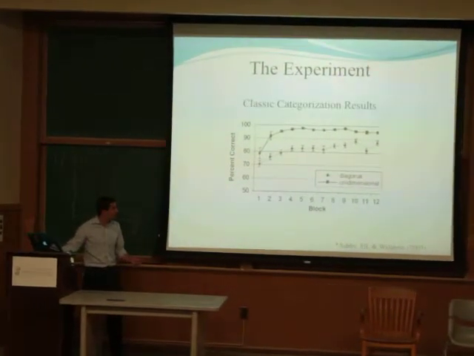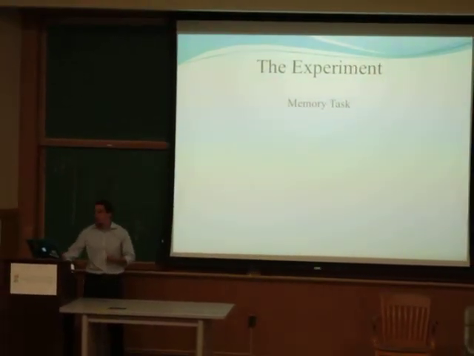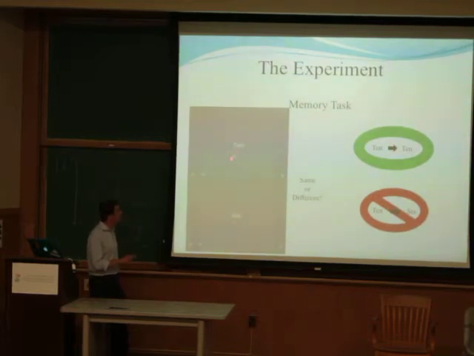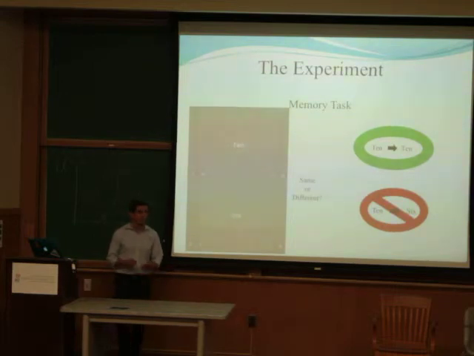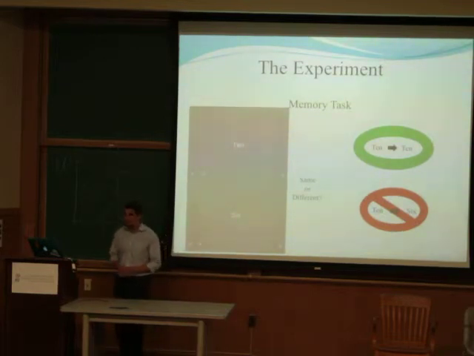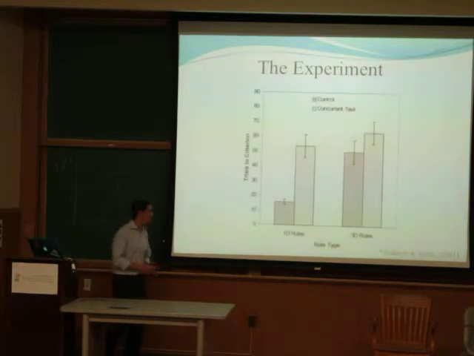Now that's the first part of the experiment. The second part is the manipulation, and this was a memory task. In this memory task, it's very simple. We show you a word. On the next trial, we show you a different word, and your job is to decide whether or not the second word is the same or different than the first. If it's the same, you press one key. If it's different, you press another.